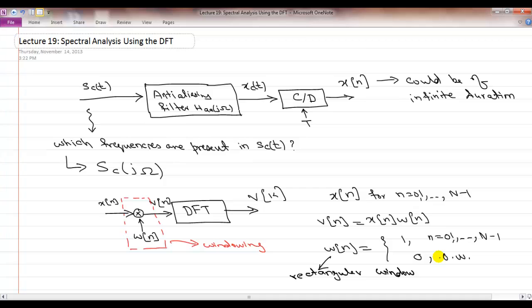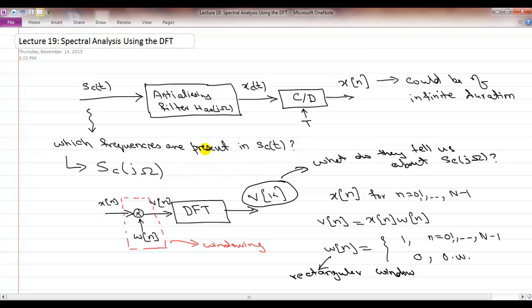So the goal in spectral analysis is to understand how these operations that we are doing affect our Vk, and once we obtain this Vk, these DFT coefficients of Vn, what do these coefficients tell us about the Fourier transform of Sc, so Sc of j omega? Okay, that's the goal we are after.